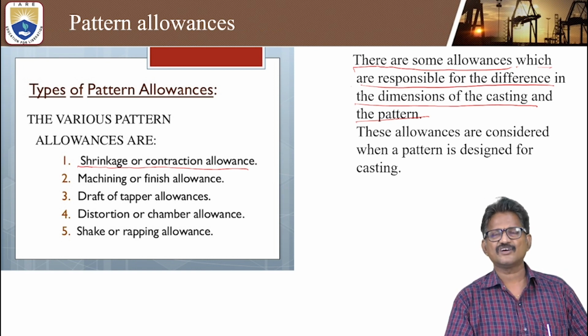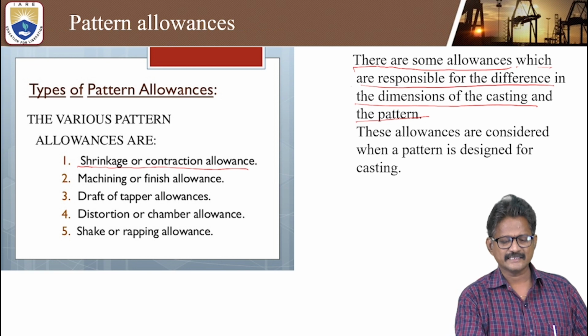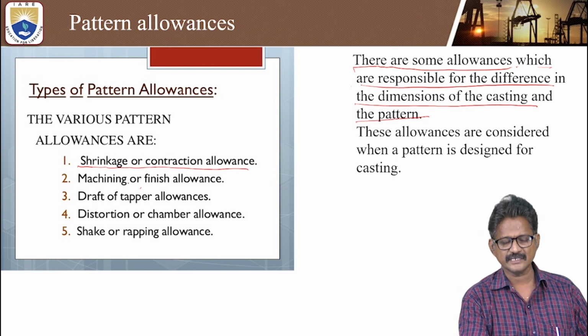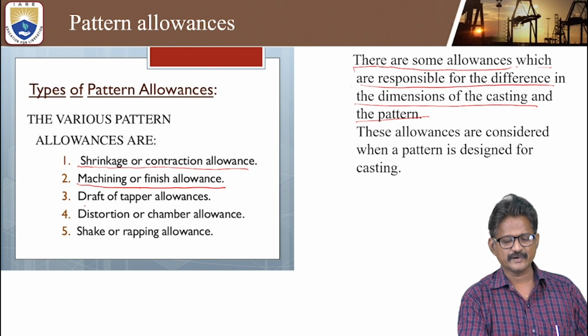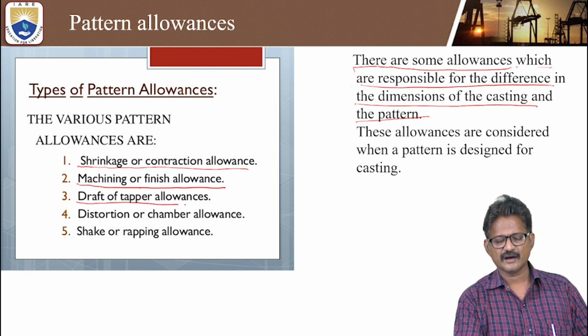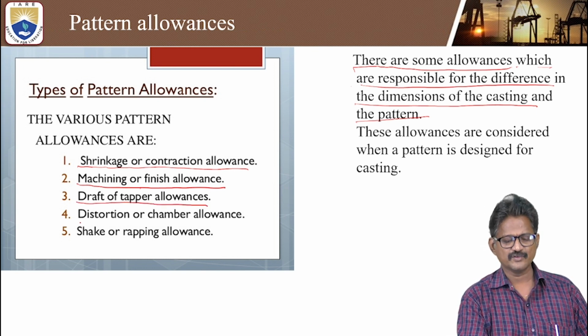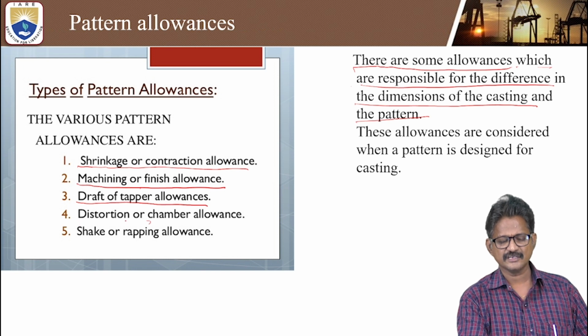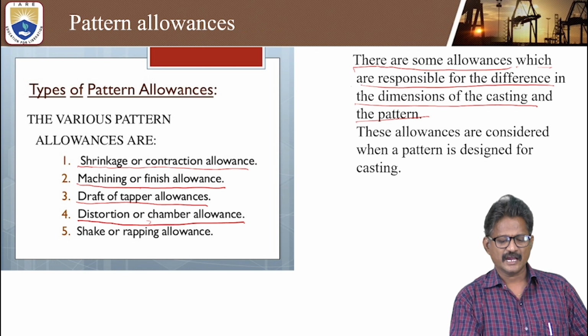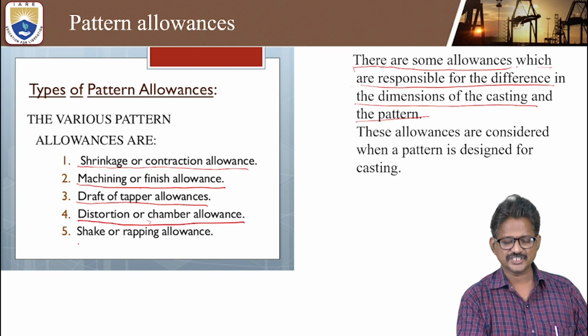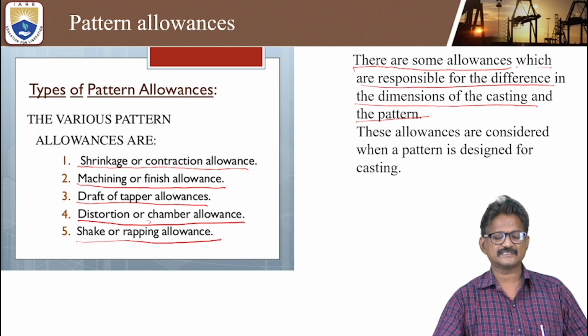Shrinkage or contraction allowance. The second important thing is machining or finishing allowance. The third is draft or taper allowance. The fourth is distortion or camber allowance. And last but not least, shake or rapping allowance.